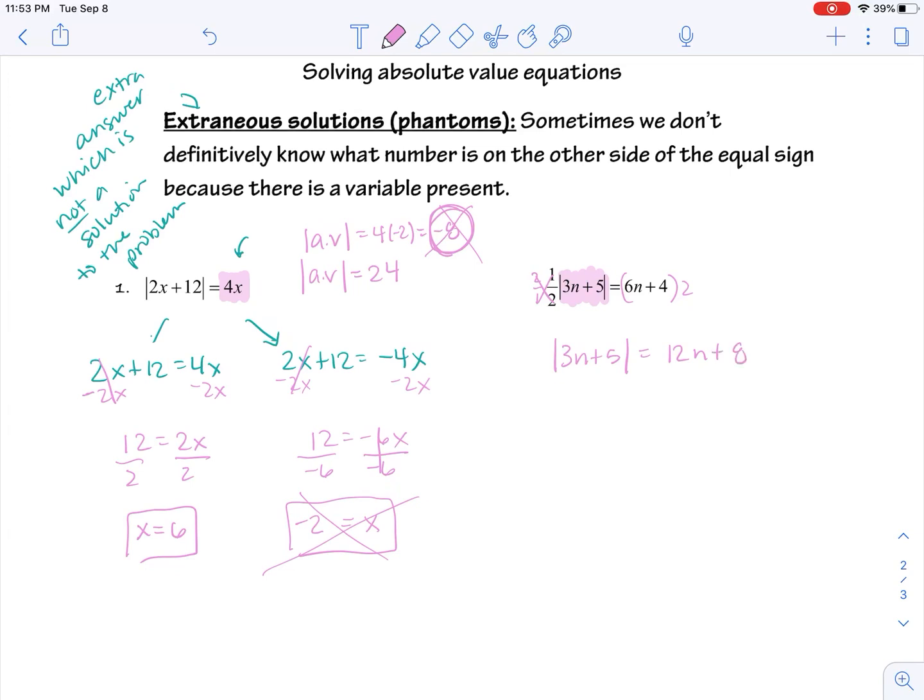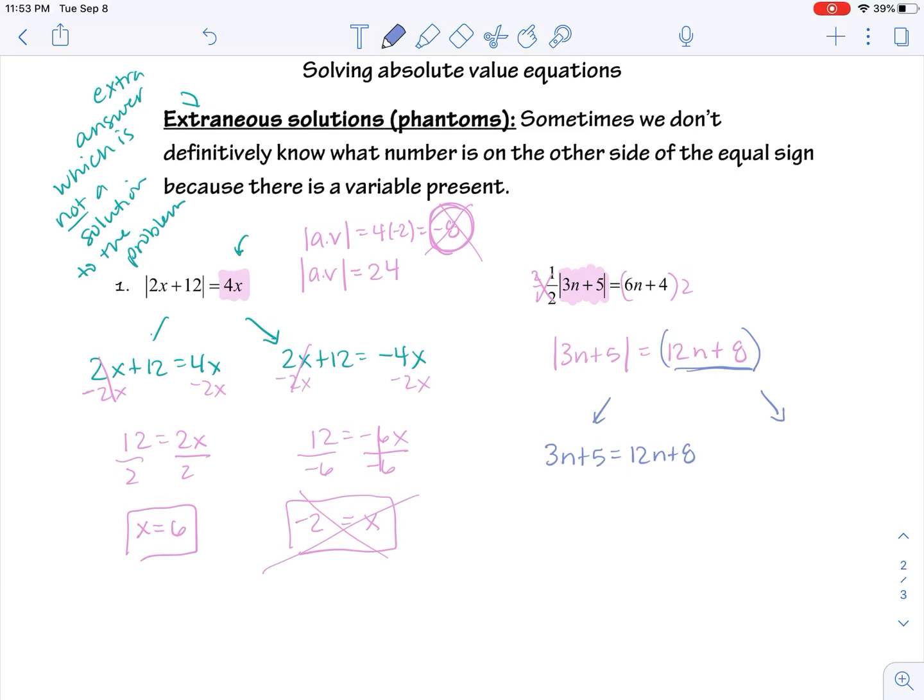Great. This is where it gets a little tricky. You need to solve for 12n plus 8 and its opposite, which means you need to put a set of parentheses around this. We need to solve for 3n plus 5 equals 12n plus 8, and we also need to solve for 3n plus 5 equals the opposite of 12n plus 8. And I would distribute this negative and then proceed with my solving.